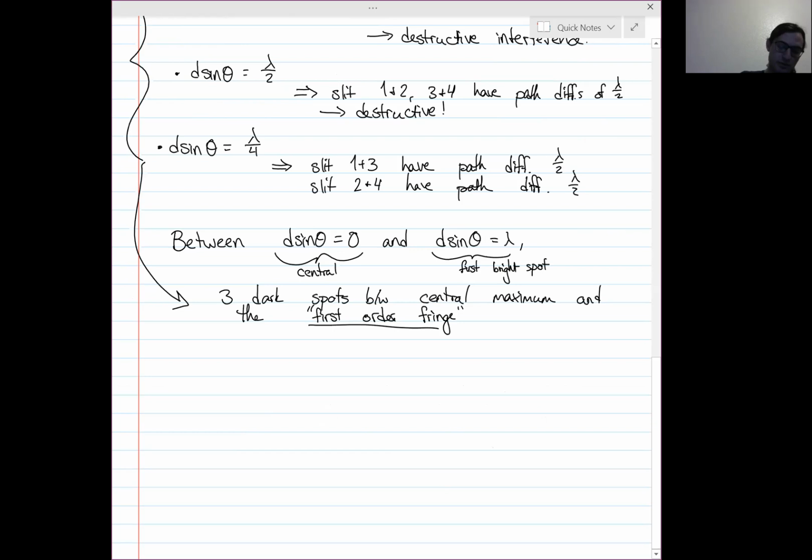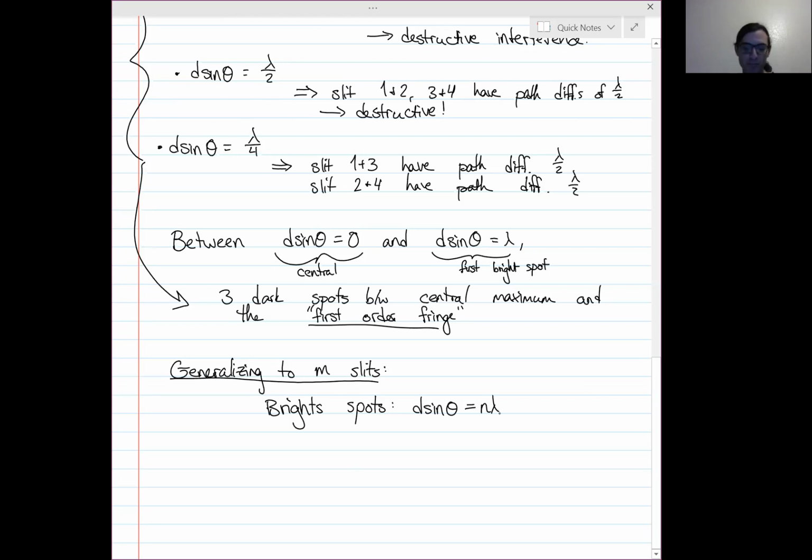So we can generalize this. Generalizing this to m slits, where m is just an integer. So m could be 100 or it could be 8. The bright spots were no different for 4 slits, so it's reasonable to conclude that it's no different for any number of slits. And indeed, that's true. The bright spots still follow the formula d sine theta equals n lambda, where d is the distance between the slits.